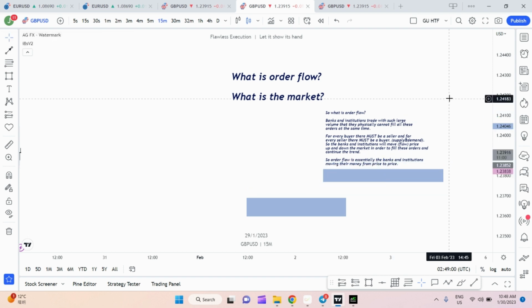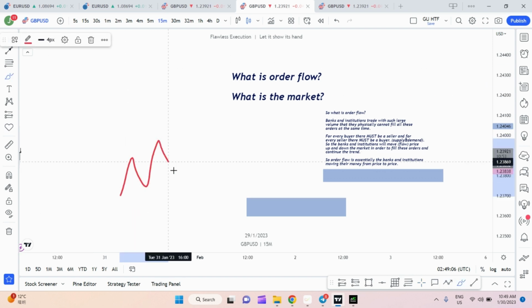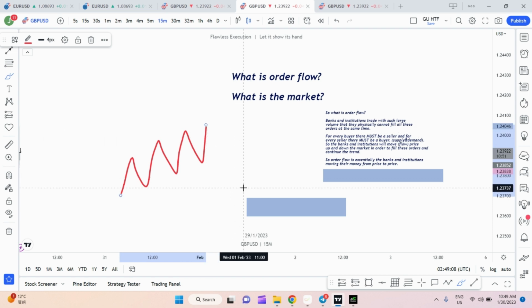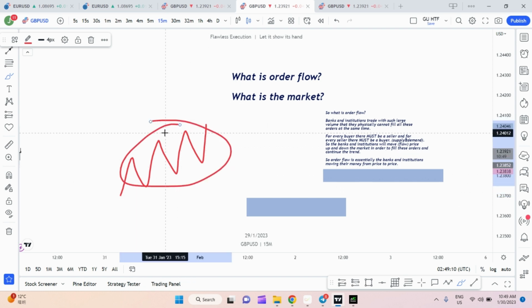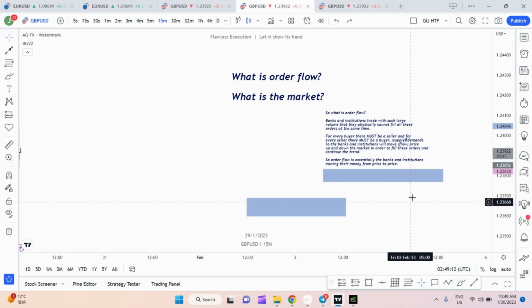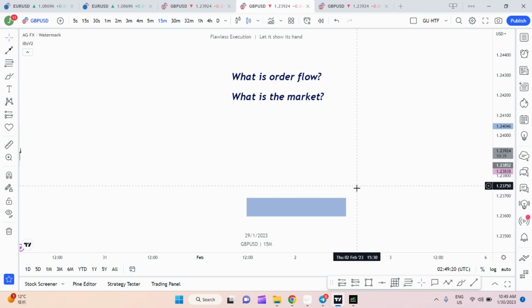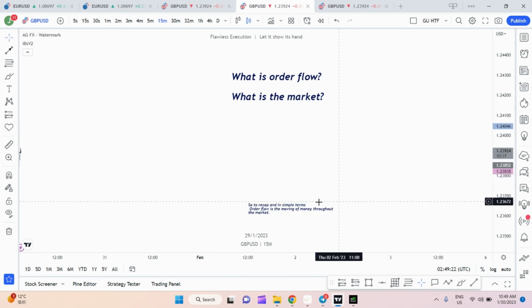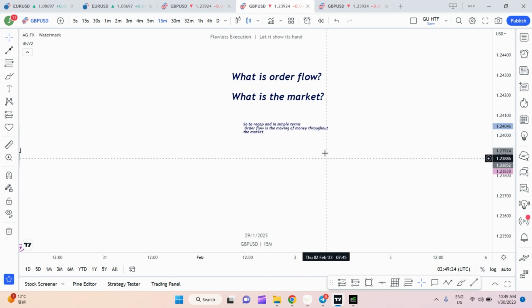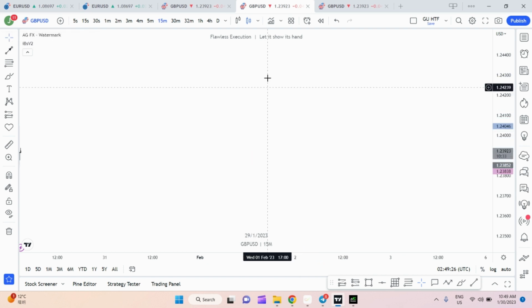So order flow is essentially the banks and institutions moving their money from price to price. Order flow like this, okay? Of course, it doesn't always look as clean as this, but you get the idea. We can see this in real time by understanding and knowing how to read and interpret order flow. So in simple terms, order flow is the moving of money throughout the market.